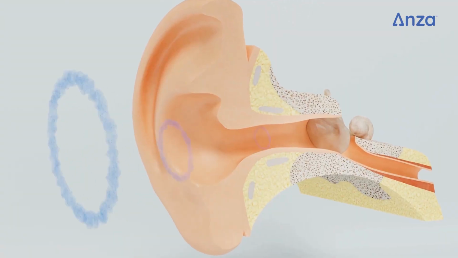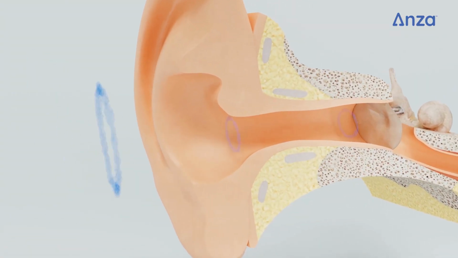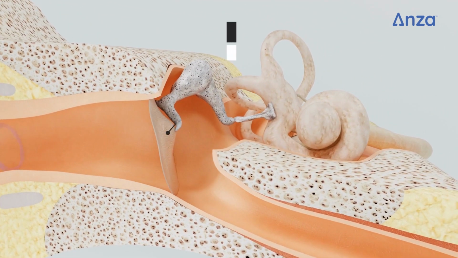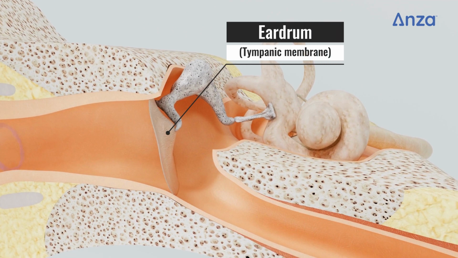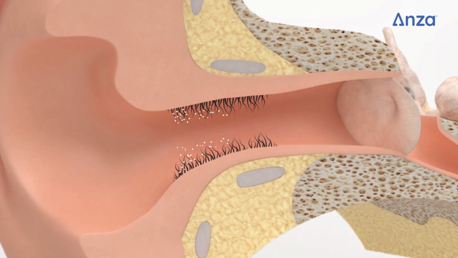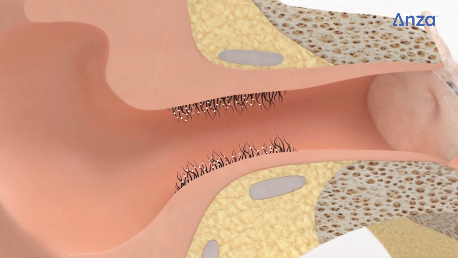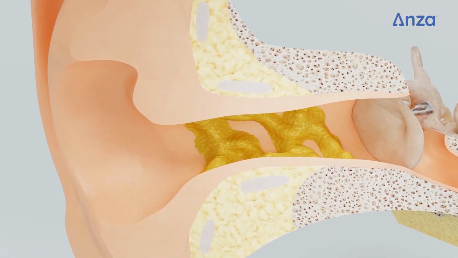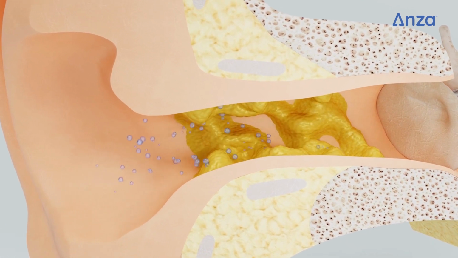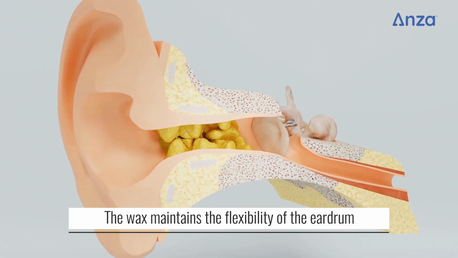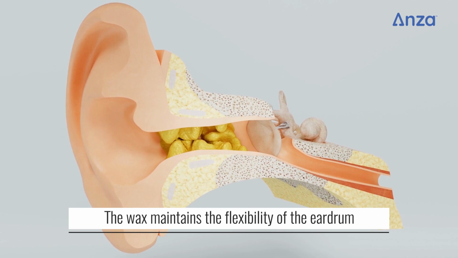The pinna leads into the external auditory meatus, which is a tube or passage that directs sound waves to the eardrum, also known as the tympanic membrane. The tube is lined with hairs which trap solid particles that may enter the ear. It is also lined by wax-secreting cells whose function is to secrete wax that traps dust and prevents entry of solid particles. The wax also maintains the flexibility of the eardrum.